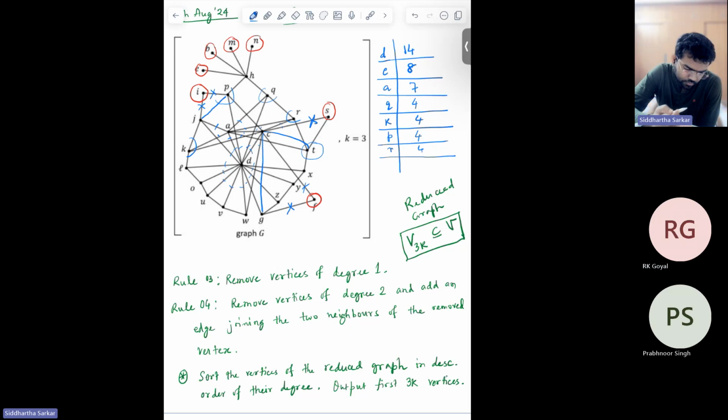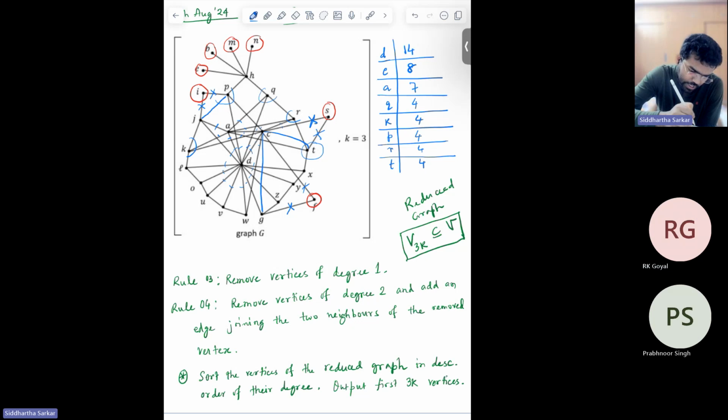So T had 4 neighbors, but one of them got disconnected. But then additionally, T got connected to C. Yes, T is also 4. All right. So what are we left with?